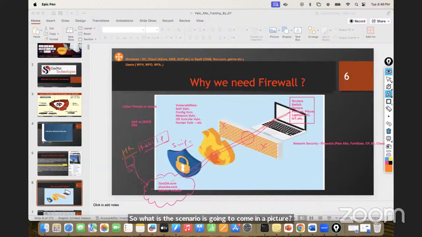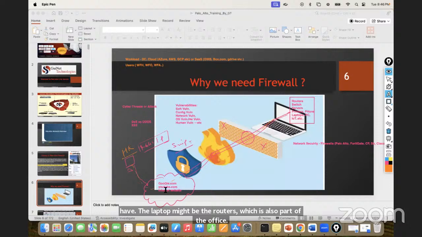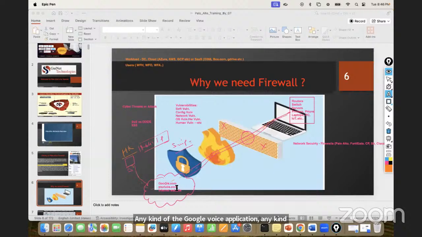Let's suppose one user is sitting in the office and wants to access the internet. Then how is the traffic flow going to happen? Let's think the user has a laptop, and there might be routers, which are also part of the office, but we want to access any kind of Google-based application, any kind of internet-based application. So they need internet access, right? So in your office, you are going to require routers. This is a general use case we have.